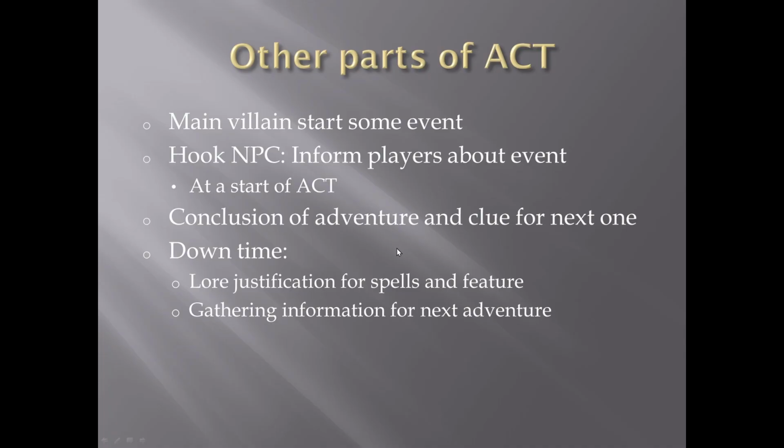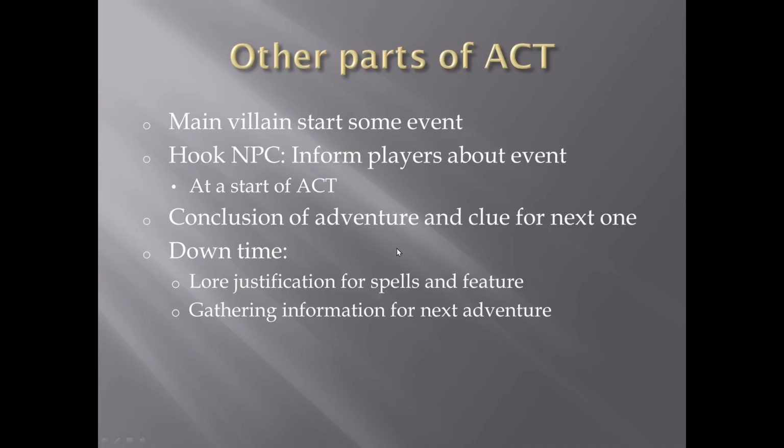Before I go to the Act 2, let me first say a few words about other parts of Act. At the start of each Act, the main villain will start some event. Then we have a hook NPC that will inform our players about that event, and we like to use it at the start of the adventure or at the start of the act. Then we have a conclusion of the adventure and a clue for the next one. Usually we use it at the end of each adventure.